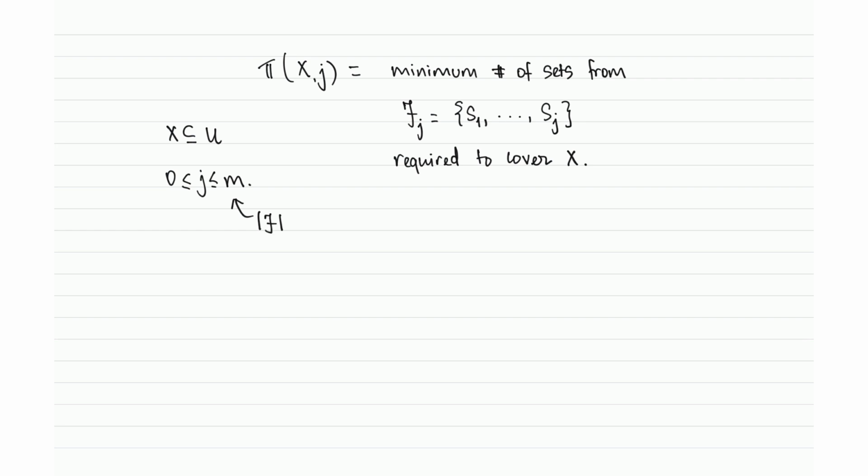Of course it's possible that there is no such collection of sets, so it doesn't make sense to talk about the minimum number. It's possible that this is somewhat ill-defined. So we're going to notationally use plus infinity to record the fact that it's impossible to cover x using sets from S1 through Sj.